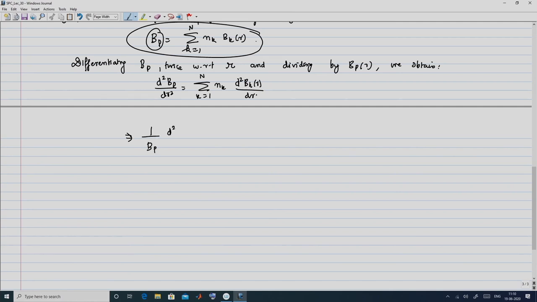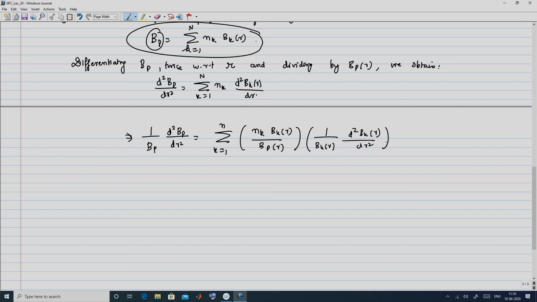I have to divide by B_P, so 1 over B_P d square B_P over dr square is going to be the summation k equal to 1 to N of n_k into B_k(r) divided by B_P(r), multiplied by 1 over B_k(r) into d square B_k(r) over dr square. So, basically we are just dividing both sides by B_P and then multiplying and dividing by B_k(r), so that I can recover the weights.